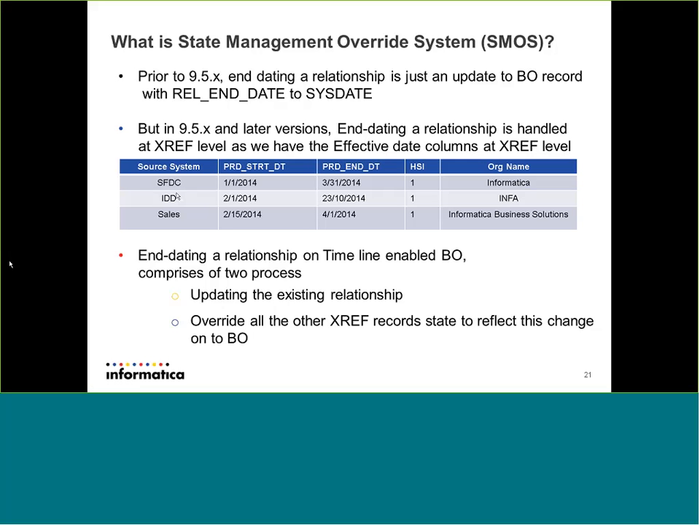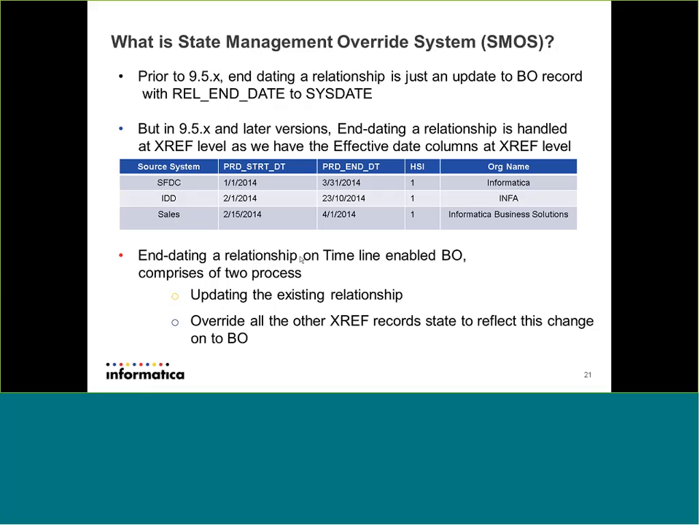So consider these are the records linked to a particular row ID. These three records are from three different source systems: SFDC, IDD, and sales. Each has its own values, and consider this is a rel BO and has the relationship dates as shown.